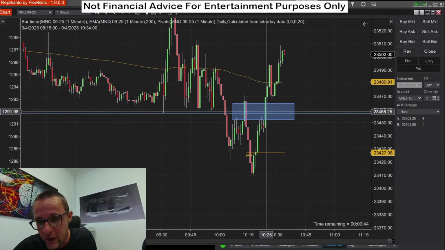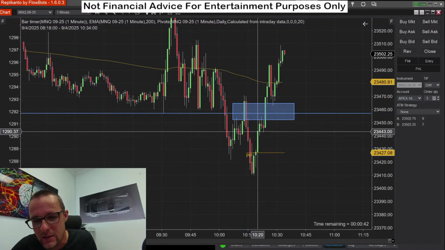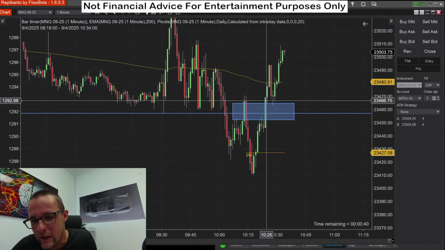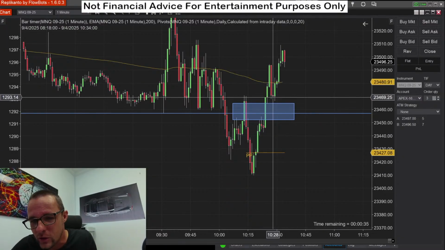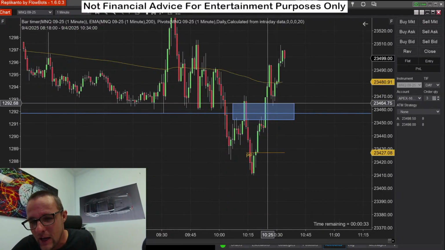Right? And for me, I didn't get caught in all this because what was I waiting for? I was waiting for it to close back inside, leaving behind a bullish gap. What did it do? Closed back inside, left behind this bullish gap.